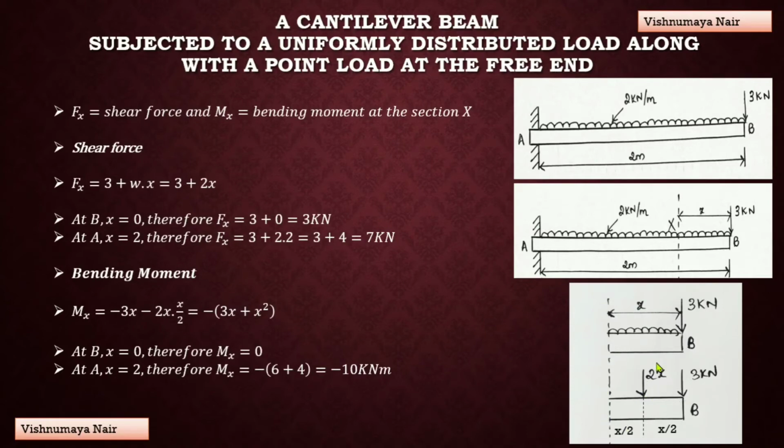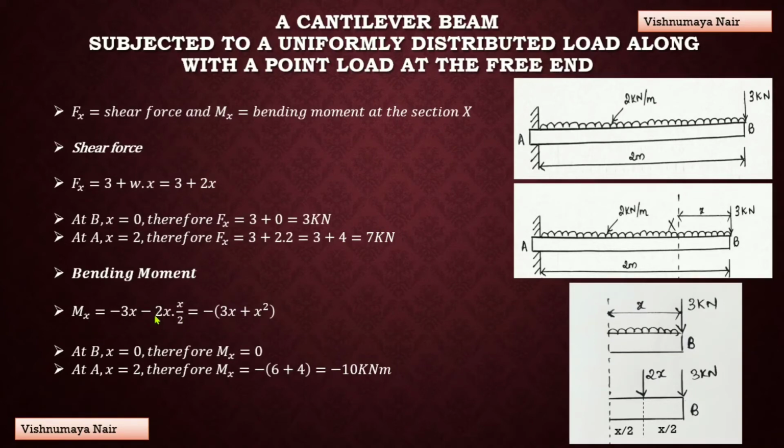So, the moment produced by this load at this section is given by the load into the perpendicular distance, that is minus 2x into x by 2. Now, the moment produced by this load at this section will be equal to this load into the perpendicular distance. The perpendicular distance is x. Therefore, minus 3 into x. Therefore, the bending moment at this section is equal to minus 3x minus 2x into x by 2, which is equal to minus of 3x plus x square.